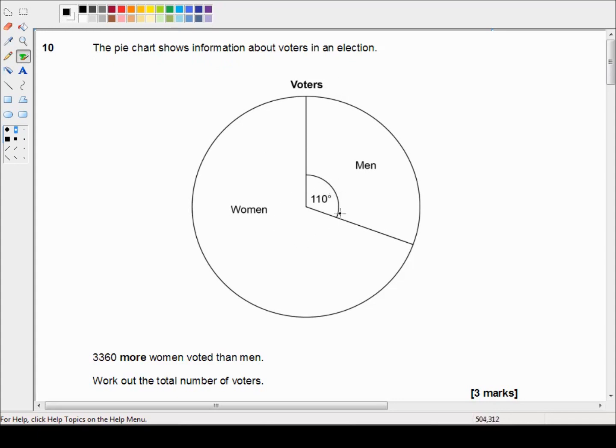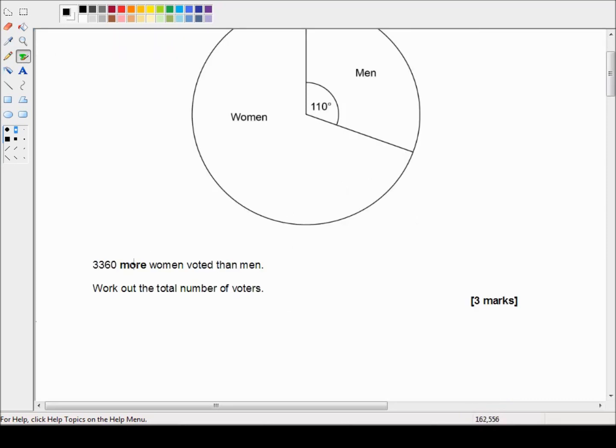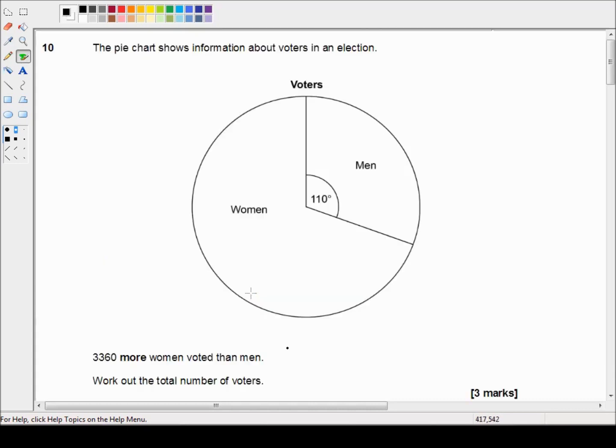Okay, and we've got 110 degrees is the men. So 3,360 more women voted than men. So work out the total number of voters. Okay, so if 110 degrees are men, then we know that the total number of men and women is 360 degrees. So 360 minus 110 is 250. So 250 degrees is women.